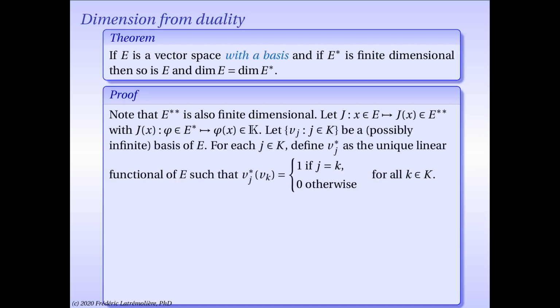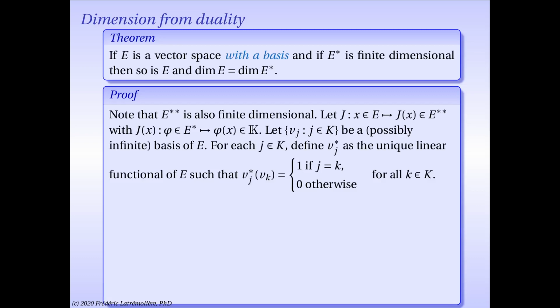Then, by assumption, there is a basis for E. Let's give it the name V sub j for j ranging over a set K of indices, and note that this could be an infinite basis. Nonetheless, I'm going to introduce dual elements to this basis as follows. For each j in my index set K, I define V star j as the unique linear functional of E such that V star j evaluated at V sub k is 1 if j equals k, and 0 otherwise.